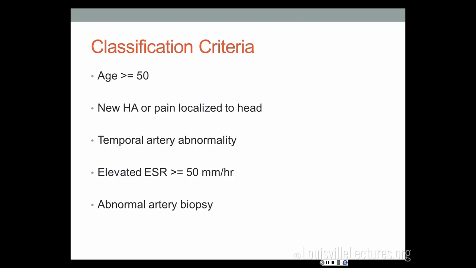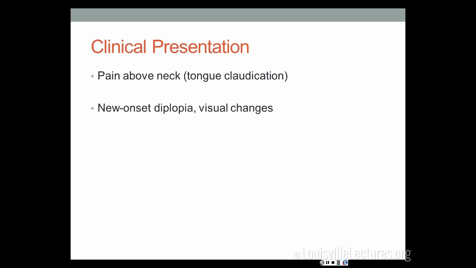And then if you have an abnormal artery biopsy, that can get you into a study of giant cell arteritis. So we already mentioned the clinical presentation is basically pain above the neck. Tongue pain and jaw claudication are probably the most specific for giant cell, although not always present, usually not present. You have to be worried about any new visual changes in an elderly person.